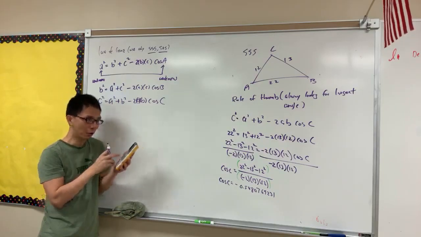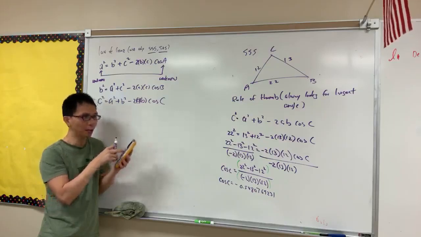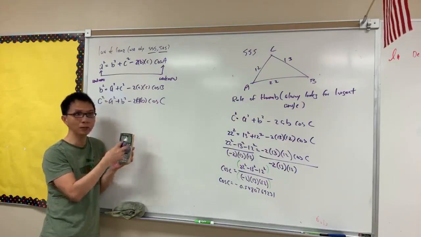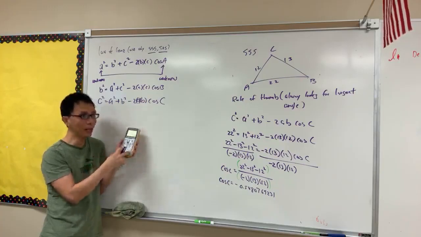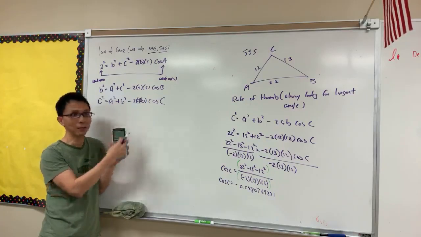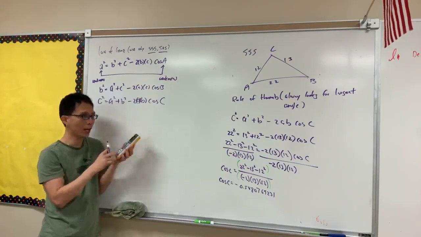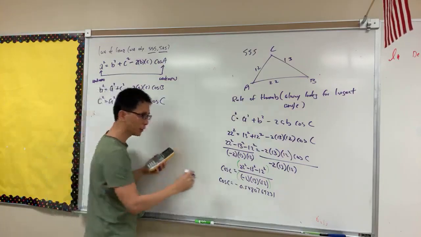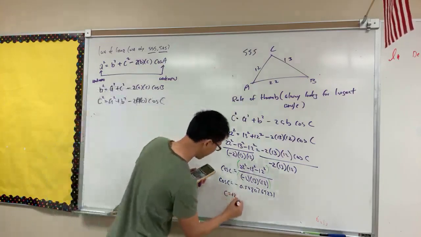So now I just do second cosine of the previous answer. You press the up arrow once, and you press enter. Then it's going to type in everything for you. And then it's going to give you 123.235.